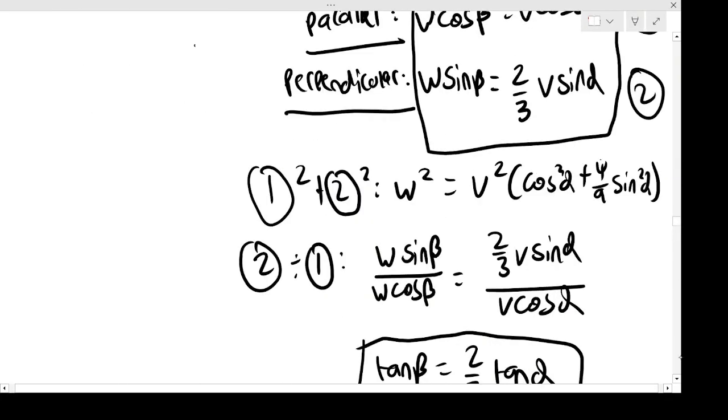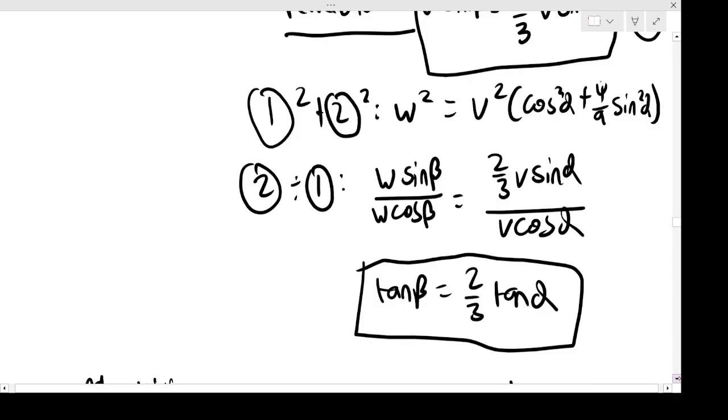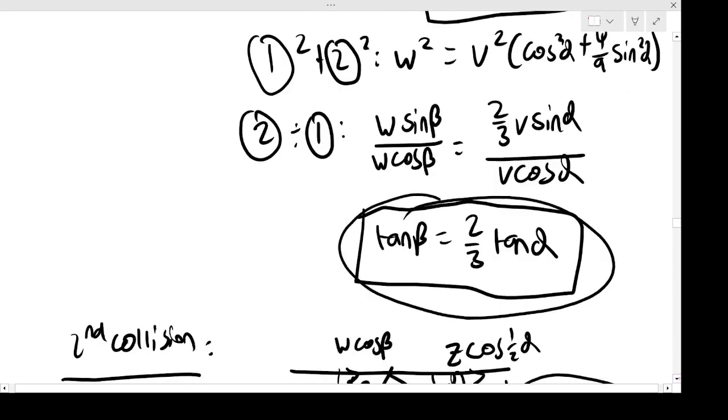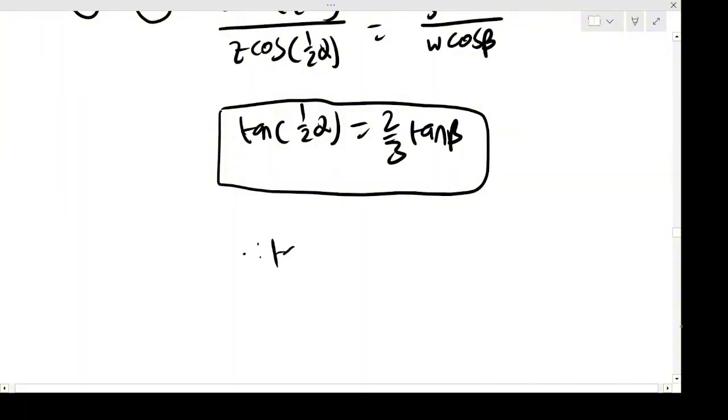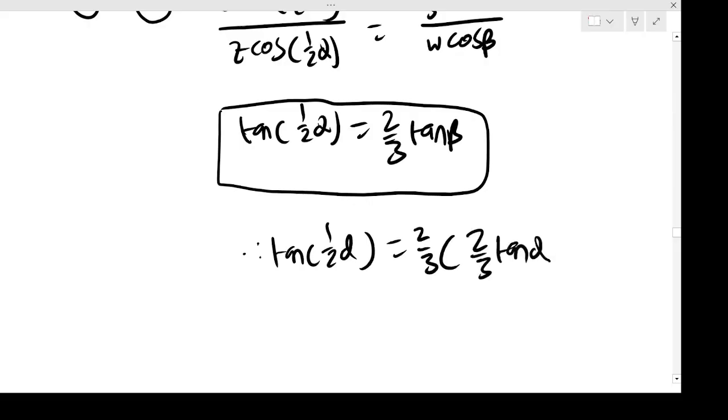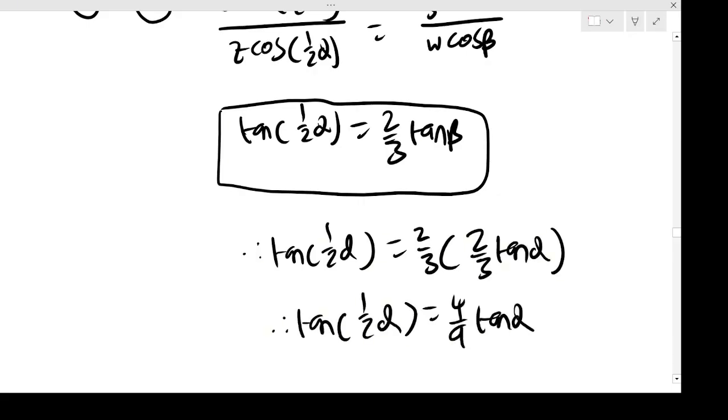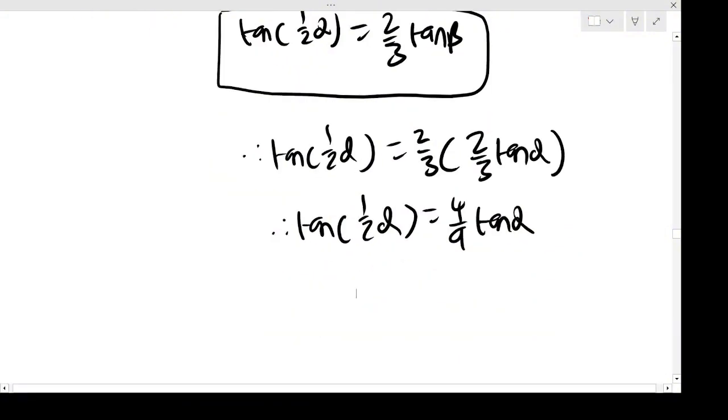But if I look at the first collision, we deduced that tan beta is 2/3 tan alpha. So actually, therefore, I can say that tan of a half alpha is 2/3 of 2/3 tan alpha. Okay, therefore tan of a half alpha is going to be 4/9 tan alpha. Okay, now hopefully you can kind of see how we would continue to solve this, right?